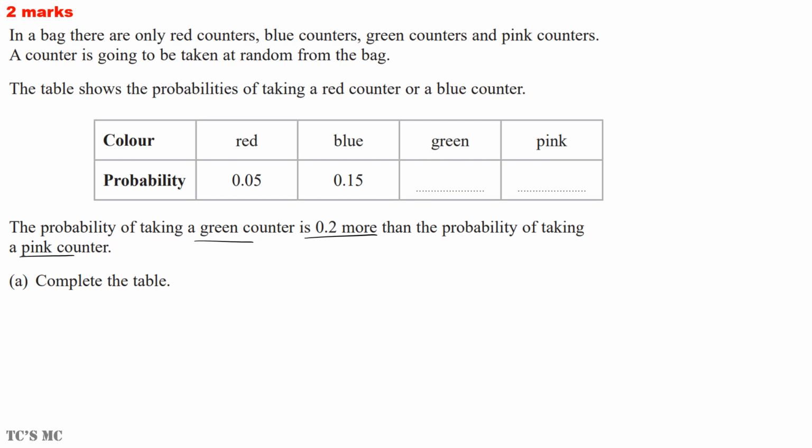Complete the table. If we say the probability for pink is x, green will be 0.2 more than that, so x add 0.2. Now we can create an equation. We have 0.05, add 0.15, add x, add 0.2, add x equals 1. Remember, probabilities must add up to 1. And now we have 1 mark.